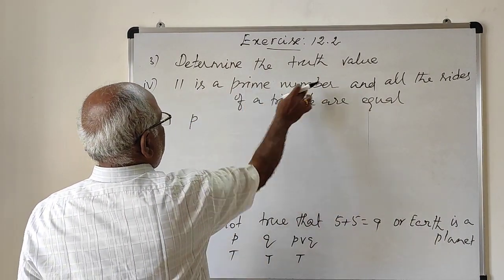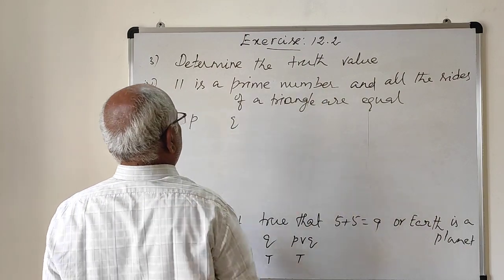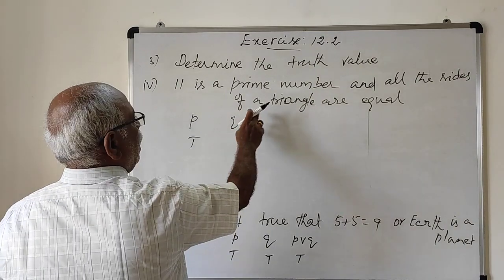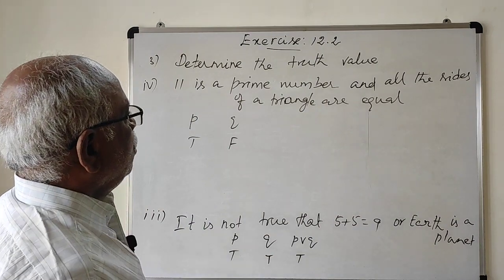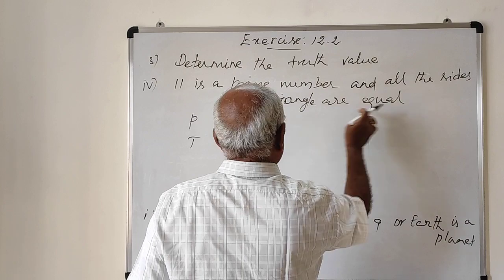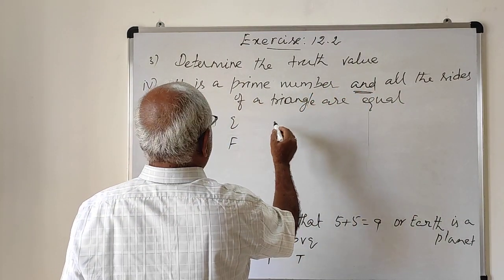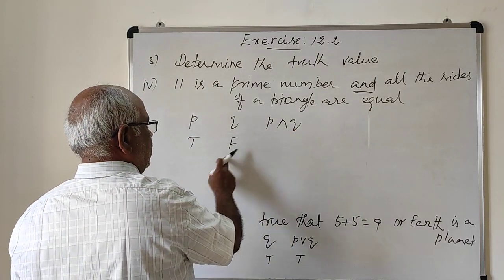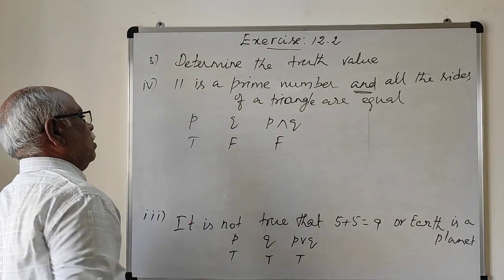11 is a prime number, that is P. And all the sides of a triangle are equal is Q. 11 is a prime number is true. All the sides of a triangle need not be equal. It may be false, but given as all the sides of a triangle are equal, therefore it is false. And is the connecting symbol, therefore P conjunction Q. If either one is F, the conjunction is false. Therefore, T conjunction F is false. That's all the fourth subdivision.